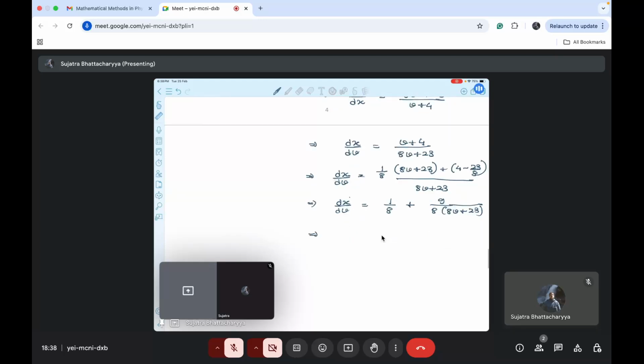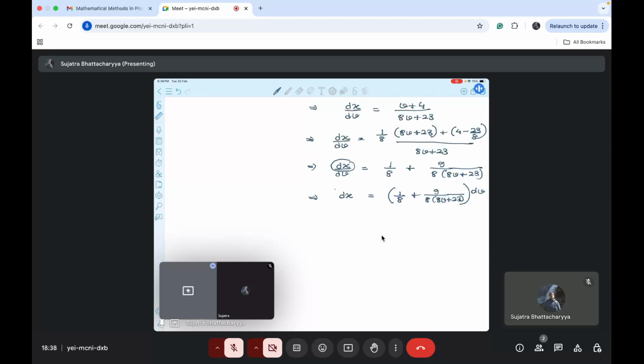So on the left hand side, just keep the dx. On the right hand side, you multiply this particular expression, 9 by 8 times (8V plus 23), with dV and just solve it. This is the variable separable method. So integrate it on both sides. This becomes x plus c, some constant, because you are not giving the limit of the integration. These are indefinite integrals, so you have to add some constant. This becomes V by 8. This becomes 9 by 8 times 8, because this also has to be differentiated, log of (8V plus 23).